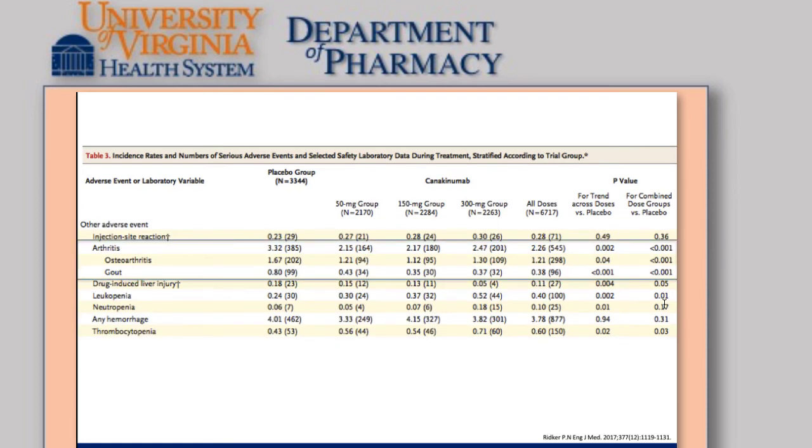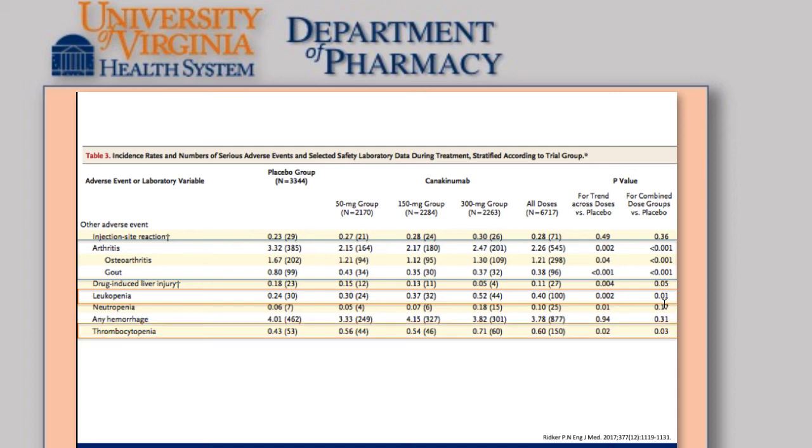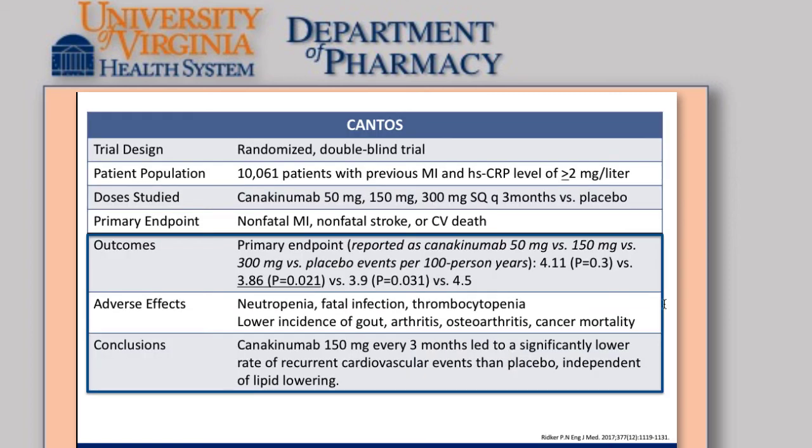When we look at other adverse effects, we see that there were lower rates of other inflammatory disorders, things like arthritis. These patients in the canakinumab group experienced less of this. On the flip side, they were more likely to experience leukopenia and thrombocytopenia. Overall, this trial was very much a milestone because it was able to prove that lowering these inflammatory risk factors, outside of lowering cholesterol, does reduce the incidence of major cardiovascular events, and is a pioneer in leading us to consider these other pathways as potential drug targets.